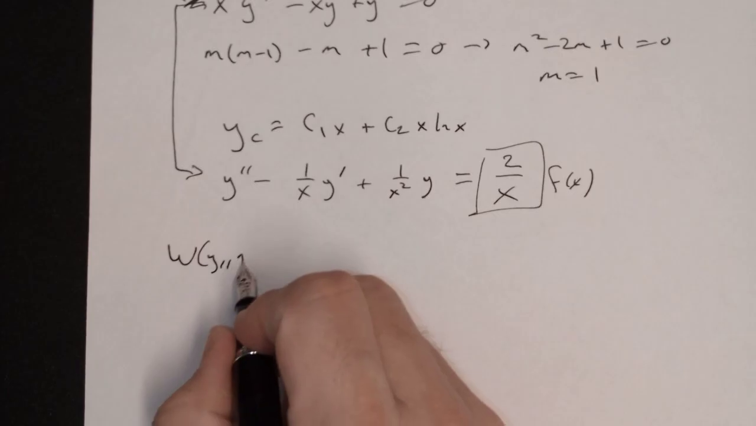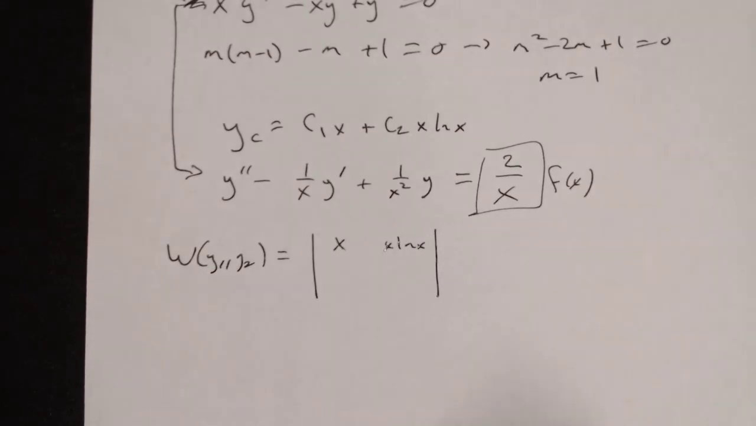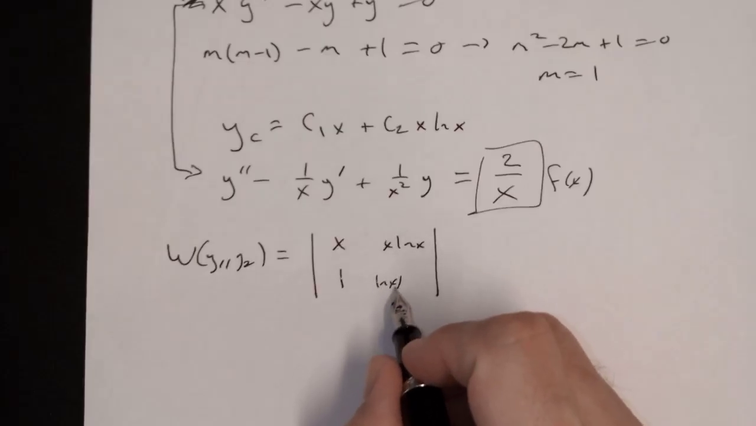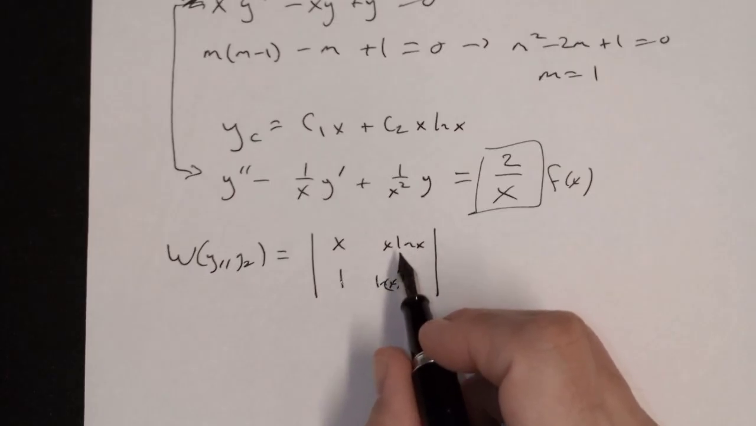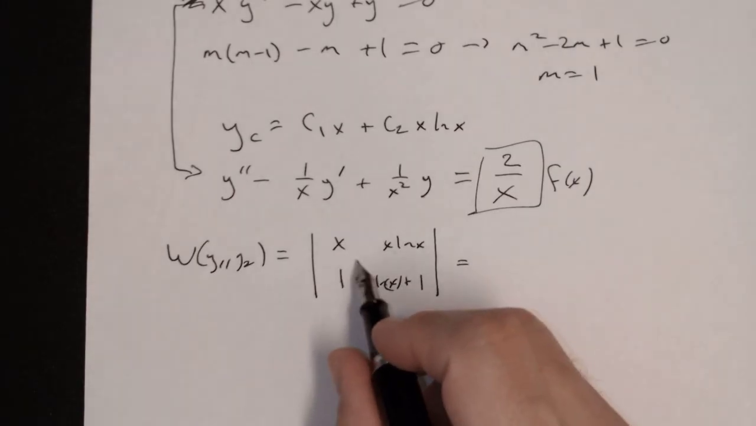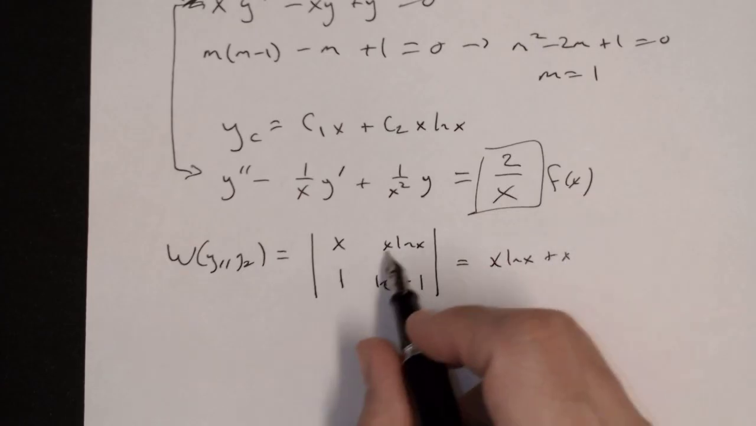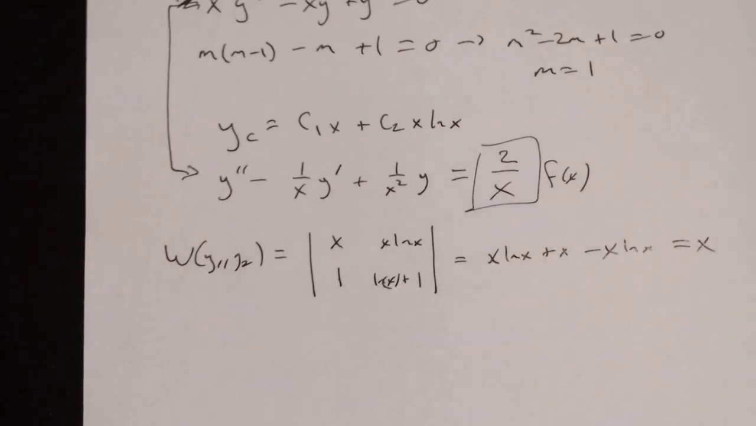W, y1, y2 starts with x and x ln of x. What's the derivative of x? Good. Derivative of x ln of x is ln of x, derivative of x is 1, and then plus x times the derivative of ln, that's x times 1 over x, so that's 1. So when I do this Wronskian, I get x ln of x plus x minus x ln of x. I just get x. That was nice.